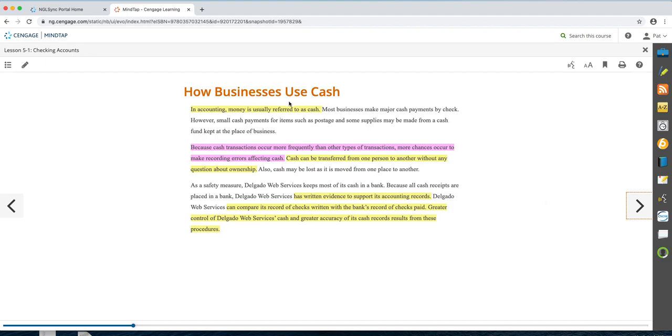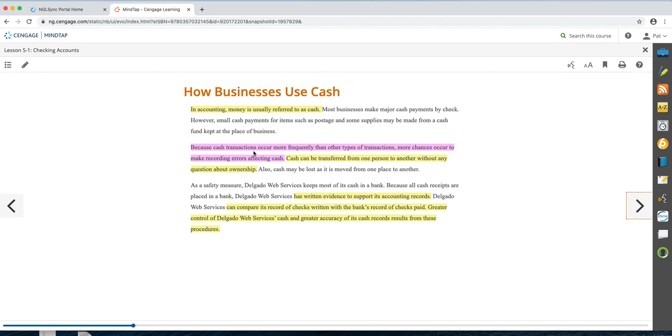First, just the business in general. For our purposes and learning the basics of accounting, we're referring to money as cash, even though it can be written as a check, or paid over the internet or phone. We're still recording and acting as if it's cash. We're just calling the money cash.